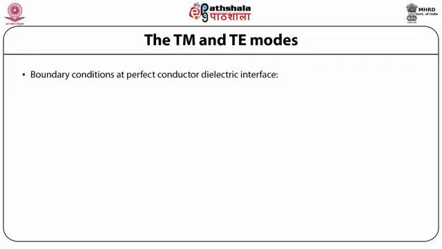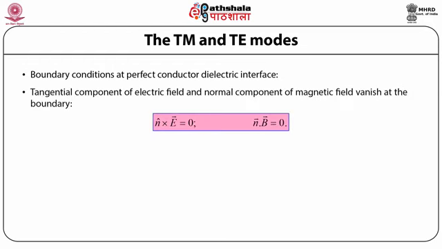Now looking at the boundary conditions at the boundary of the perfect conductor with the dielectric medium, we know that at the boundary the tangential component of the electric field should go to 0 while the normal component of the magnetic field should go to 0. That is, at the interface of the conductor and the dielectric, both the tangential component of the electric field as well as the normal component of the magnetic field are continuous. This condition basically gives us that the cross product of the normal unit vector with the electric field is equal to 0, while the dot product of the normal unit vector with the magnetic field induction vector is equal to 0.